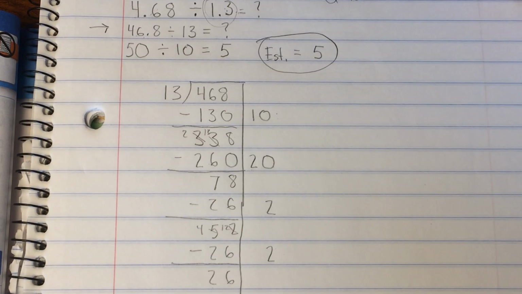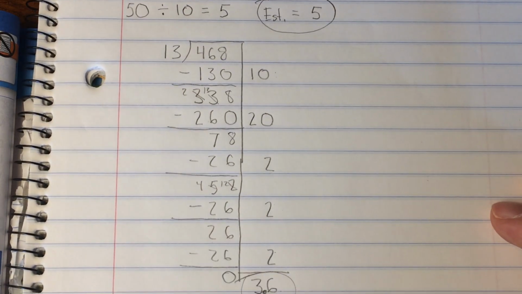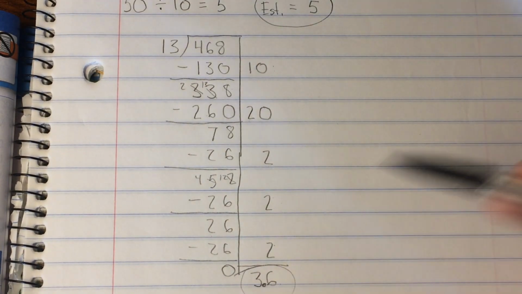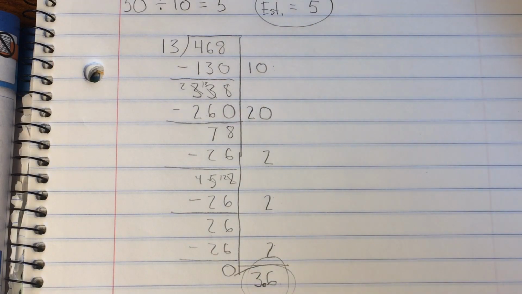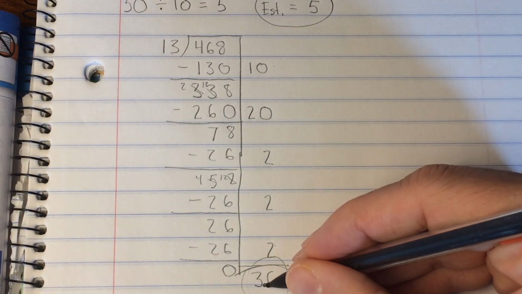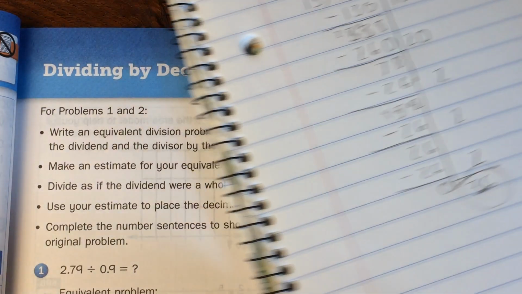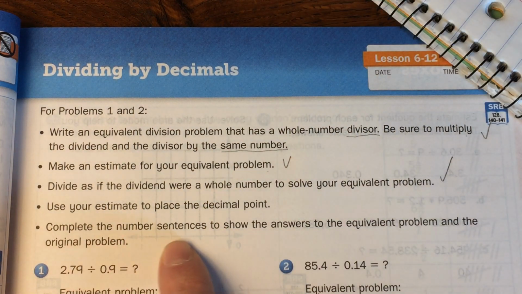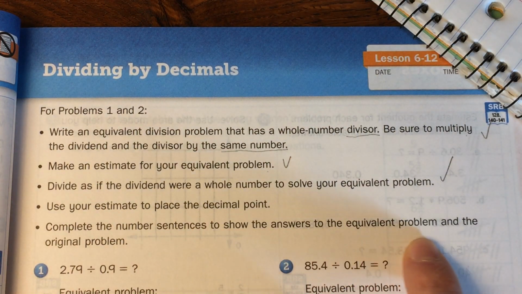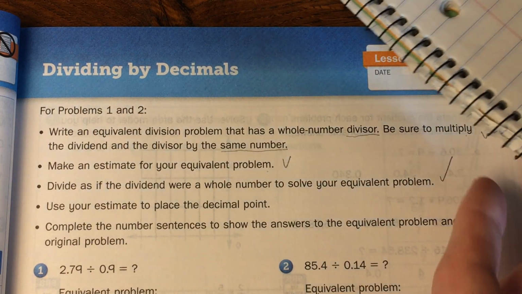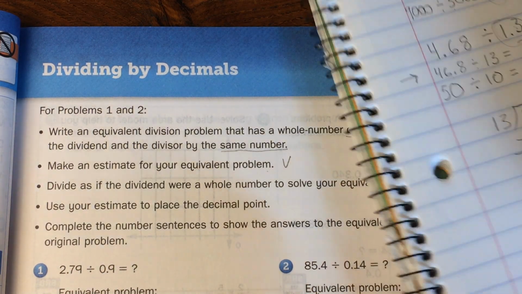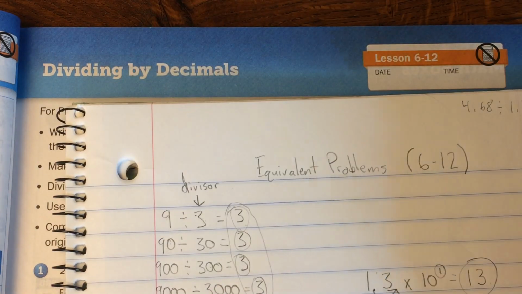So we took a look at our estimate of 5 and we said, all right, what can we do with a decimal to get this pretty close to 5? We plugged it right in there. And do we have anything left? Complete the number sentences to show the answers to the equivalent problem and the original problem. Cool. Yeah, so we would have to write an equivalent problem, which we did.